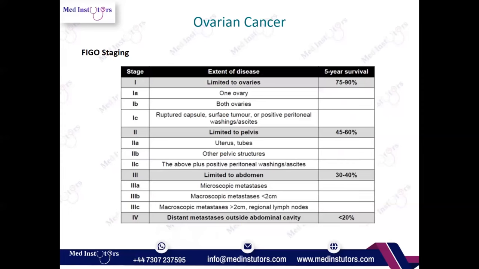However, I'm not encouraging you to skip this topic because RCOG is unpredictable, but just have an overview. This staging is easy. So let's have a look.